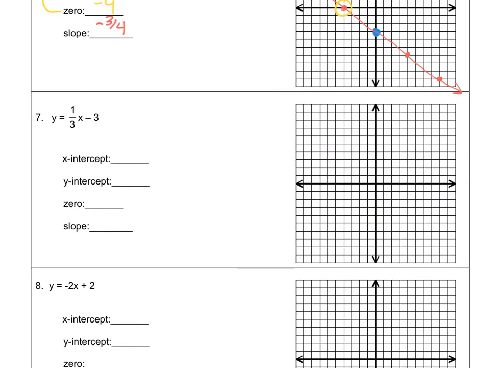Problem 7, my y-intercept is at 0, -3. So I go down 3 on the y-axis and draw a point. My slope is up 1/3, so I will go up 1/3, up 1/3, up 1/3, and I can connect my line. My x-intercept and zero cannot be seen until I graph. And it crosses at the point 9, 0. So my zero is 9.